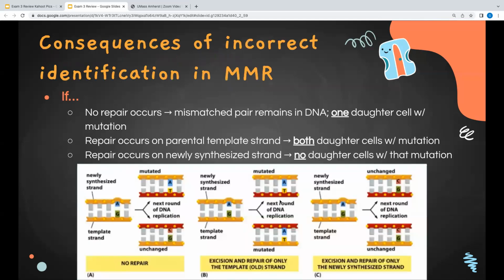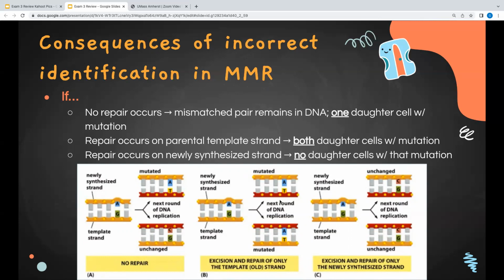So why do we need to recognize which is the parent strand and which is the newly synthesized strand? Well, essentially, mutations are different from DNA damage. Mutations are not strand specific. If you have a mutation, like in this case where it's an A to G mismatch, how do you know which one is the mutation? Well, the answer is you don't, not unless you know which strand is which.